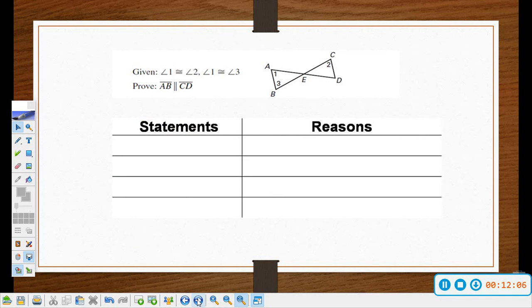Okay, once you've completed slides 10 through 13, let's try our first proof. Okay, so for this one, angle 1 and angle 2 are congruent. I really think it's a good idea to mark the angles in any information that you're given. So angle 1 is congruent to angle 2, and angle 1 is also congruent to angle 3. Okay, what I'm trying to prove is that AB right here is parallel to CD.